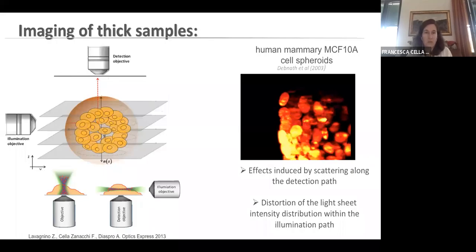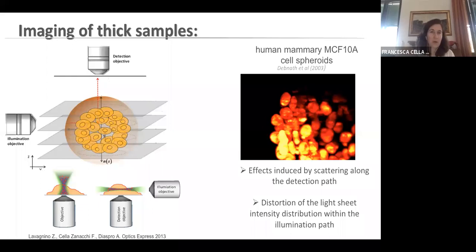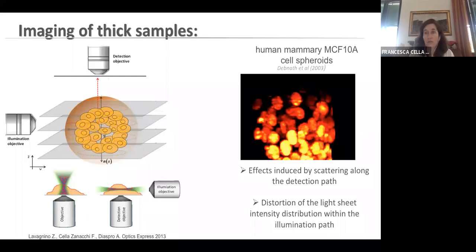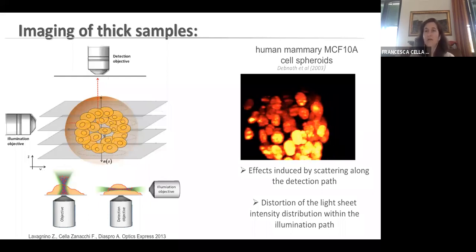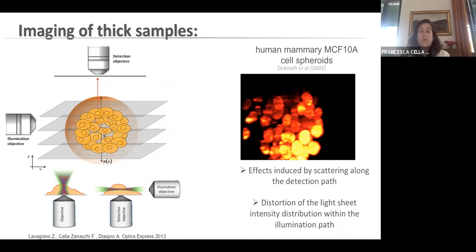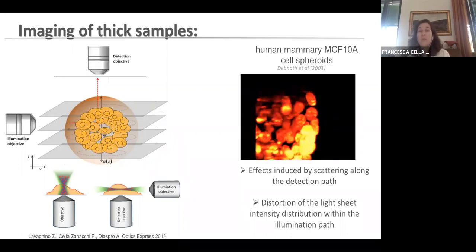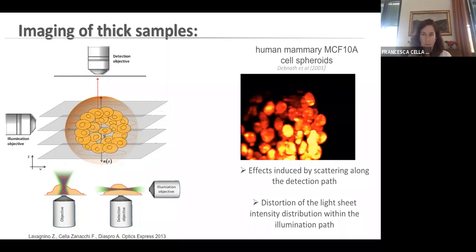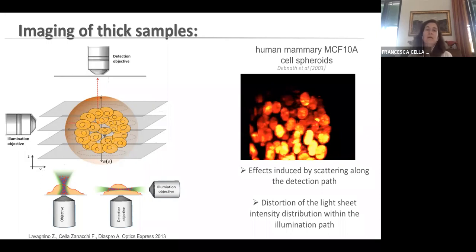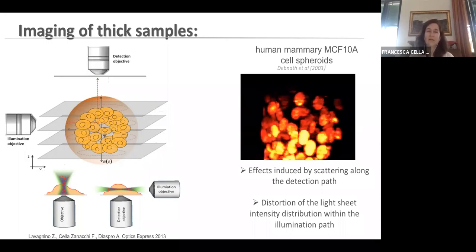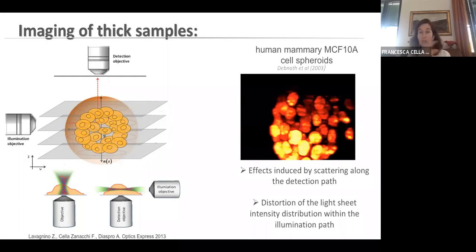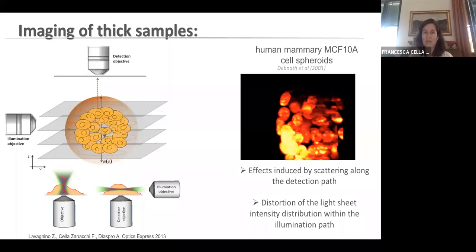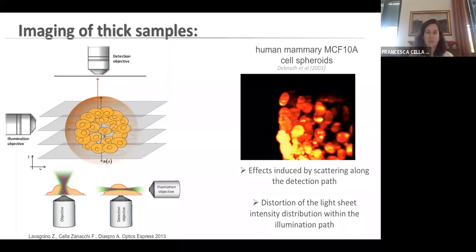So now the idea was to go to tissues. So let's think about going to thicker samples. First, we can think about spheroids, for example. Here we have a cell spheroid, a human mammary cell spheroid. We need to think about when we are imaging such a kind of sample that is hundreds of microns thick. We have to deal with the fact that light is traveling both along the illumination path and the detection path. And in both cases, there are effects induced by scattering and absorption.